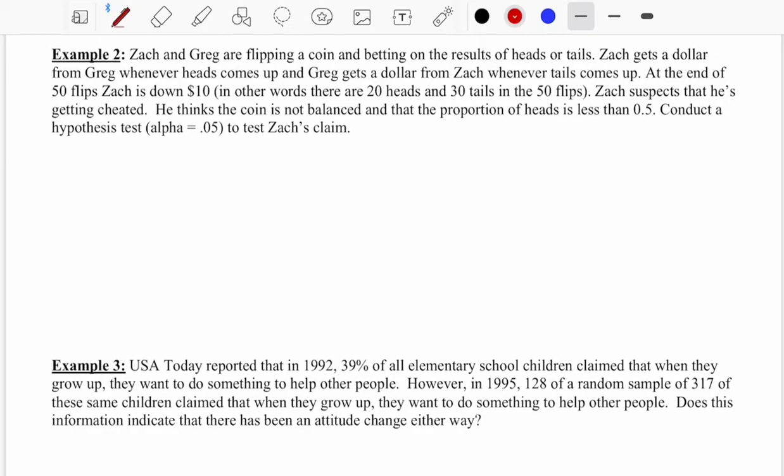At the end of 50 flips, Zach is down $10. In other words, there are 20 heads and 30 tails in the 50 flips. The ordering could vary, but if you're just counting them up, that seems to be what happened. Zach suspects that he's getting cheated. He thinks that the coin is not balanced and the proportion of heads is less than 0.5. So we do the hypothesis test.